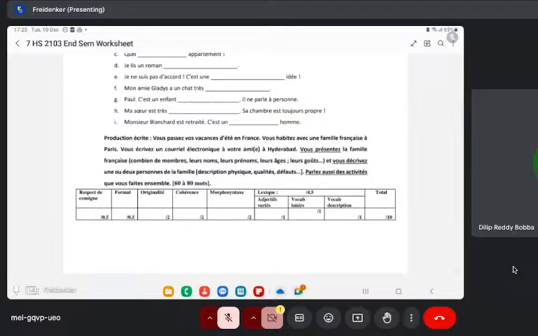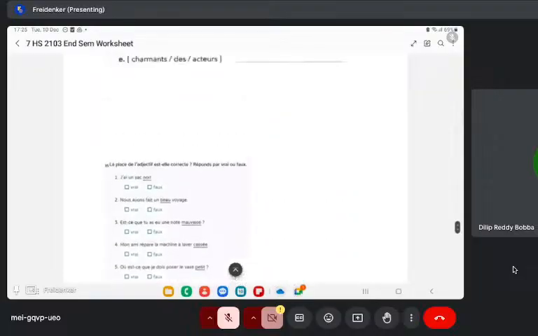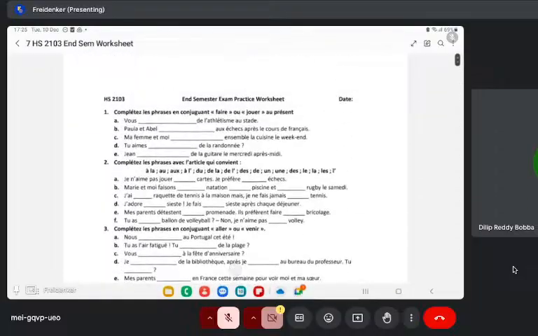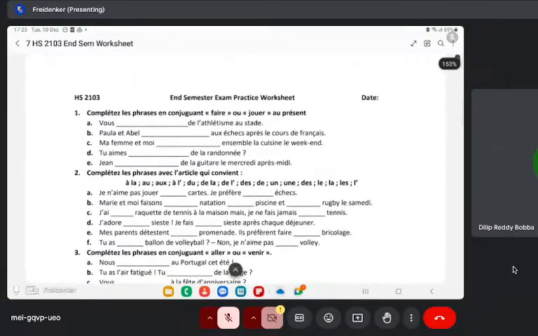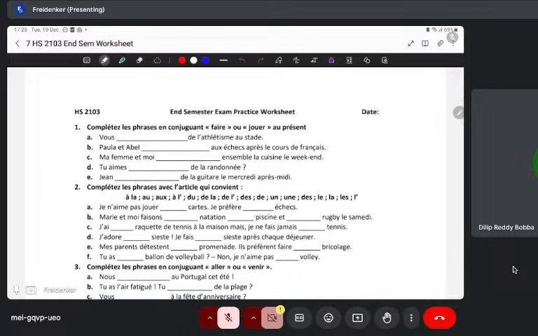Okay, so you do have writing. They will ask you to write something at the end, so there is a writing part. Now I will start solving this. Let us see. End semester exam practice worksheet. Complétez les phrases en conjuguant faire ou jouer. Okay, wait, let me change the color.